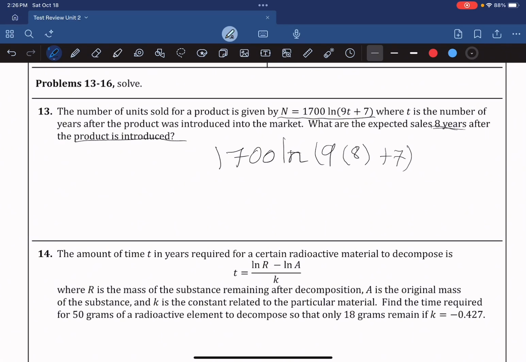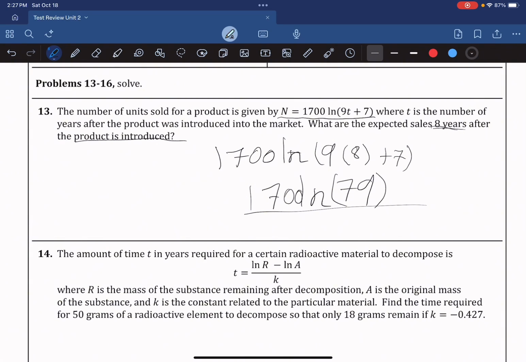Okay, so your t here in this situation is the number of years after the product was introduced to the market, and that's just 8 years after. So 9 times 8 is 72, plus 7 is 79. 1700 ln 79, right? And this is your exact answer, right? But if you plugged it into, say, Desmos or your graphing calculator, you would get a different answer. You'd get a super long decimal. I'm just stalling right now so I can type it in.